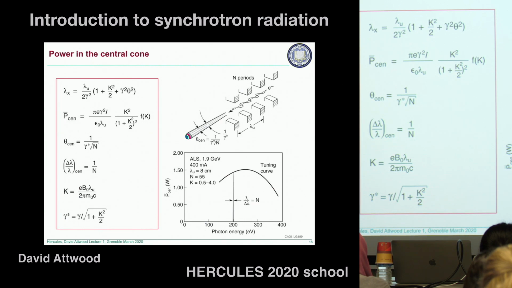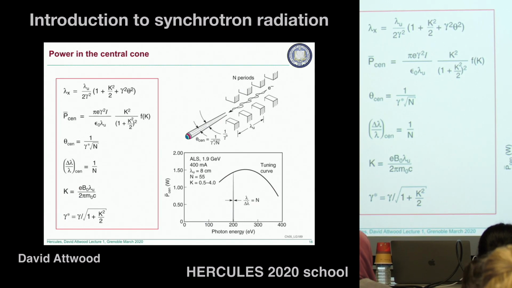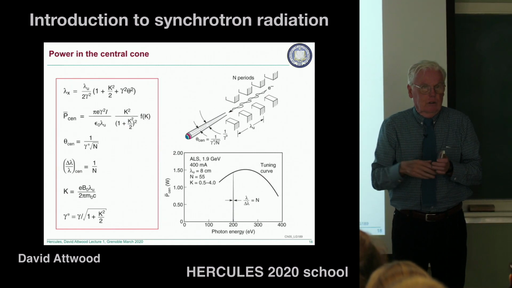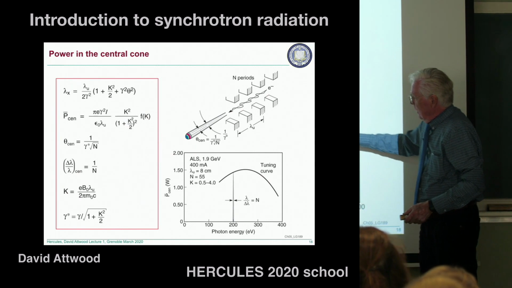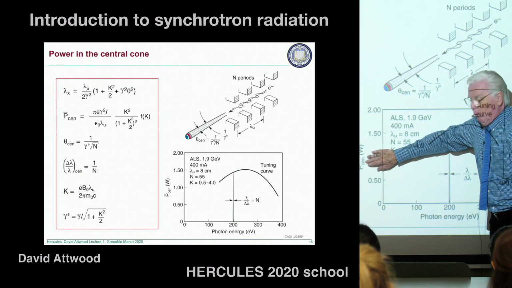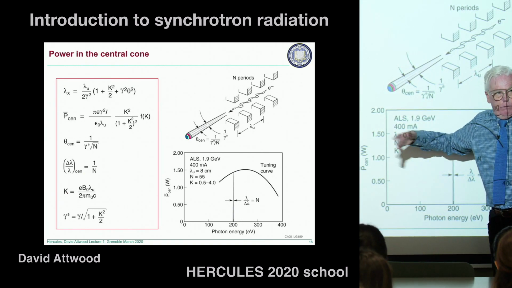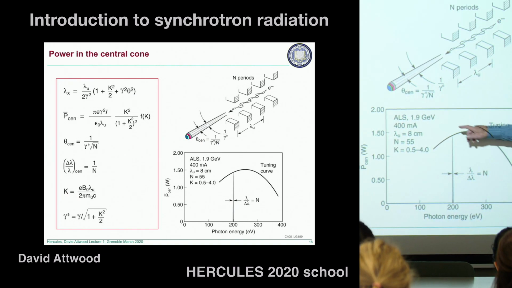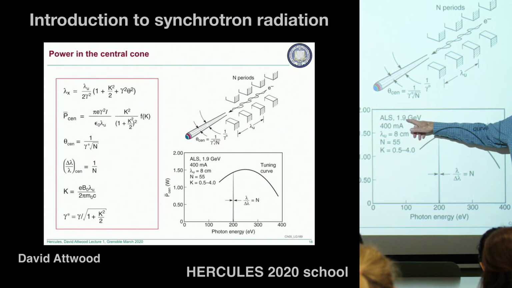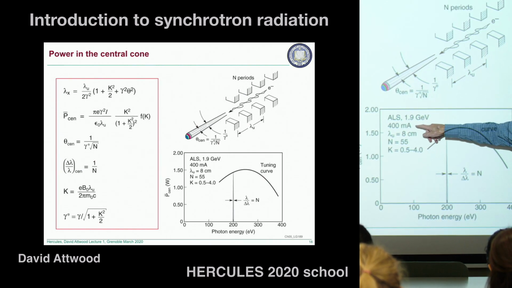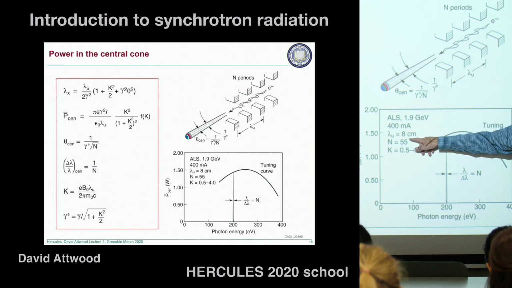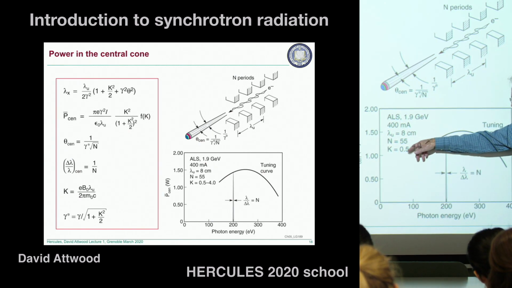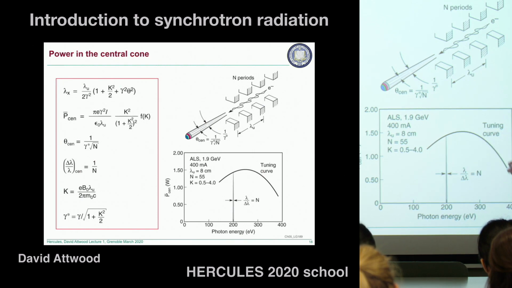Sometimes it's called a deflection parameter because it winds up giving the angle that the electron varies as it goes through. Okay? And this is a tuning curve. So this is power in watts, so we can convert it to photons per second, versus photon energy. This is at the ALS, which is presently at 1.9 GeV. This is the current. This is a kind of a long period, 8 centimeters. Okay? And these 55 oscillations. This is the tuning curve.